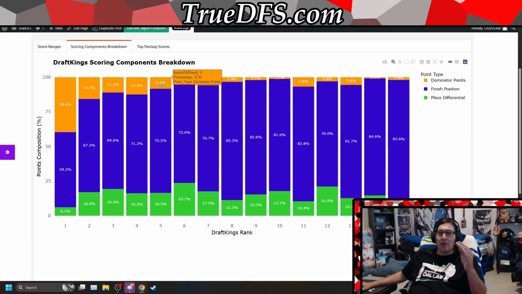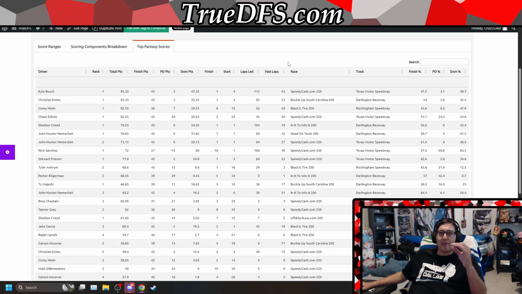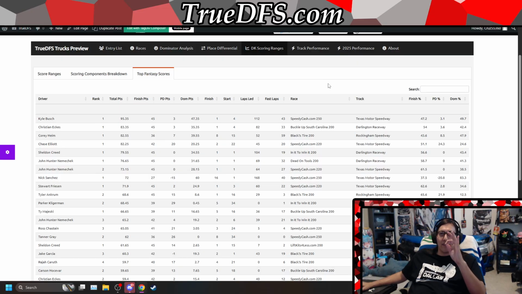We're noticing that dominator points really fall off after the first three positions. Obviously, you have the main leader, second guy, third guy, and past that, these are pretty much just scraping off fast laps and laps led. You can then look at the highest fantasy scorers in these races here.